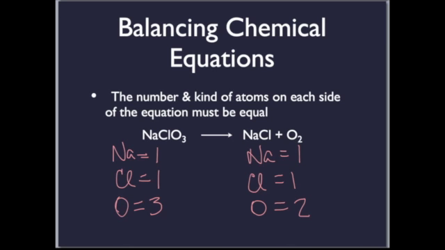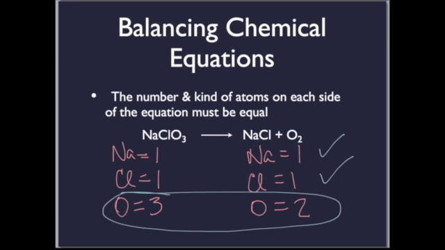So is this equation balanced? No, it's not, because the oxygens are not the same on each side. The sodiums and the chlorines are. I have 1 sodium on each side, 1 chlorine on each side, but the oxygens are out of balance. So this equation is not balanced. Let's look at what we need to do to balance it.